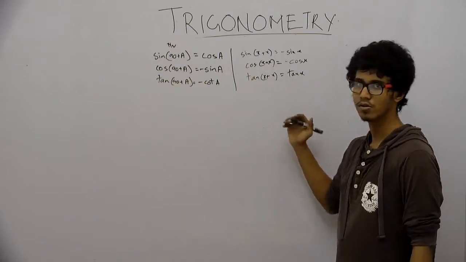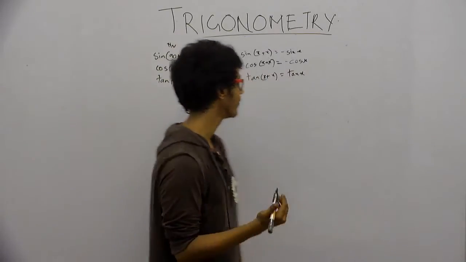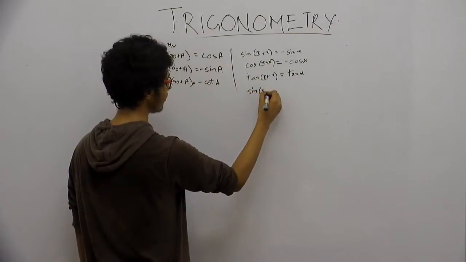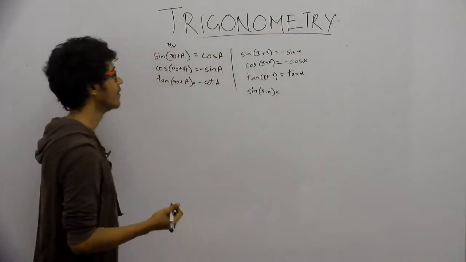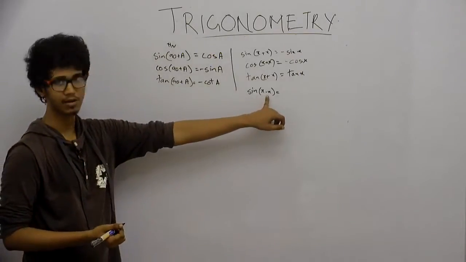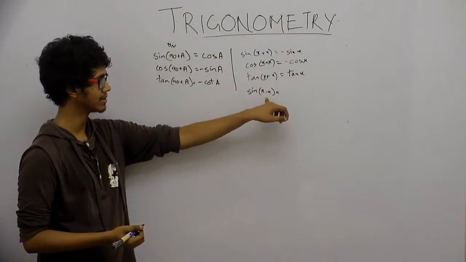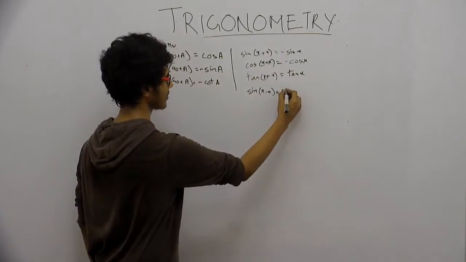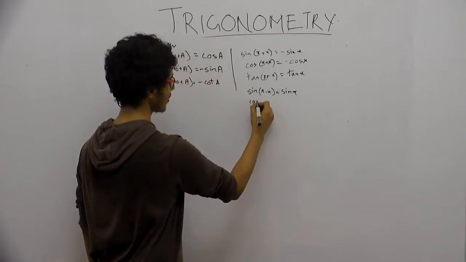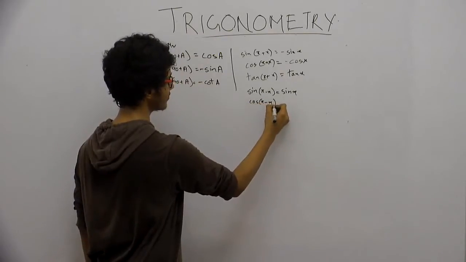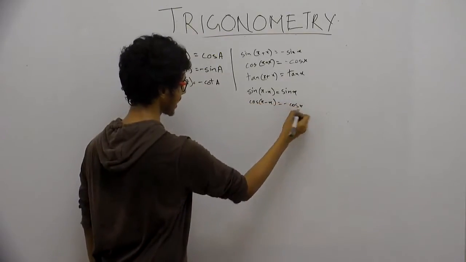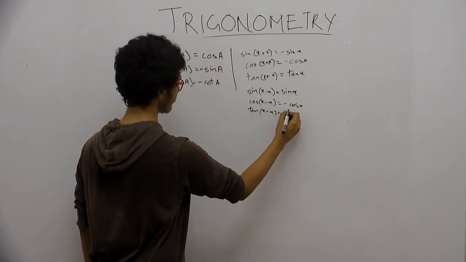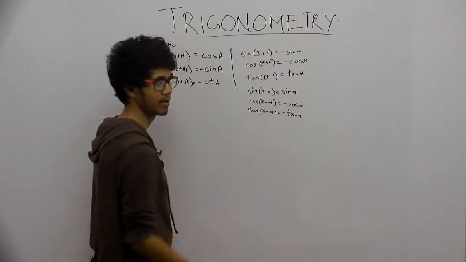Now let's do it for negative. Suppose we were subtracting from pi. Now sine pi minus x. We know this lands in the second quadrant, so sine stays positive, and since it is an even multiple of pi by 2, that is a multiple of pi, we get sine x. Cos pi minus x, similarly we get minus cos x. Tan pi minus x, we get minus tan x. Alright.